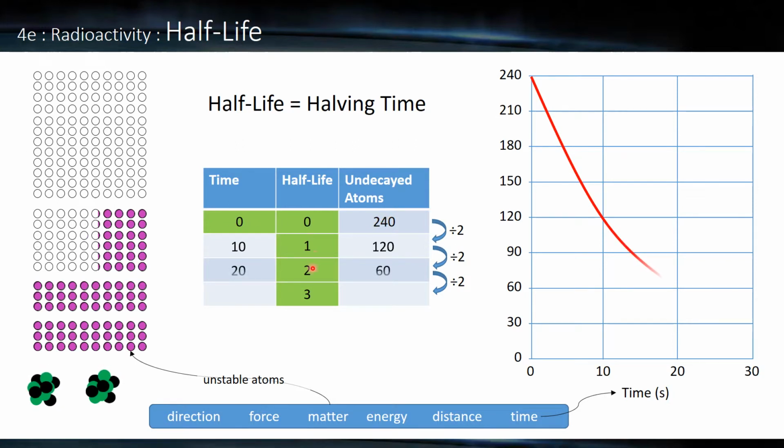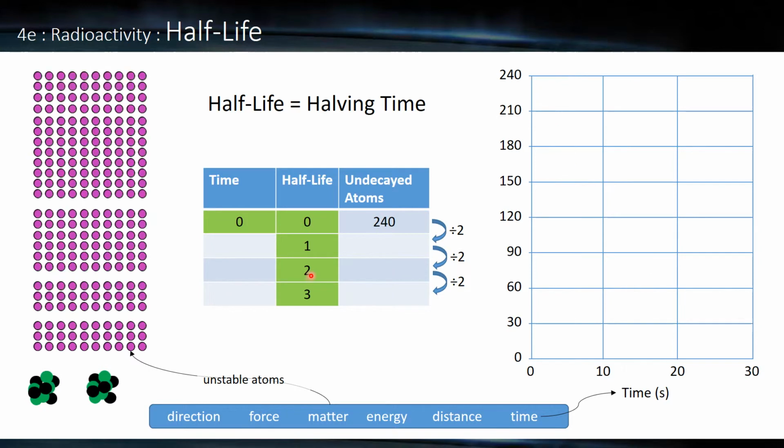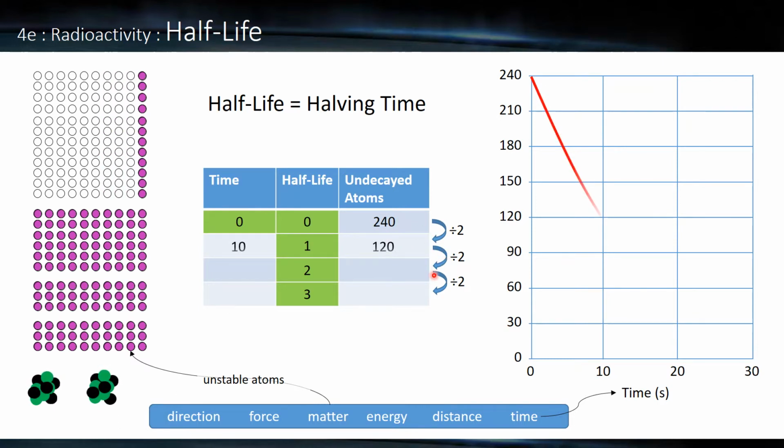Now this green rotated L shape is common to all of these tables, because time is always 0, and half-life is always 0. So if you draw a table like this yourself, you can just draw that in to begin with, because it's always the same. And again, the crucial thing to realize here is this halving. So we start with 240, it halves to 120, halves again to 60, obviously, and so on. Now in this particular case, as I said, we're going up in 10 seconds.